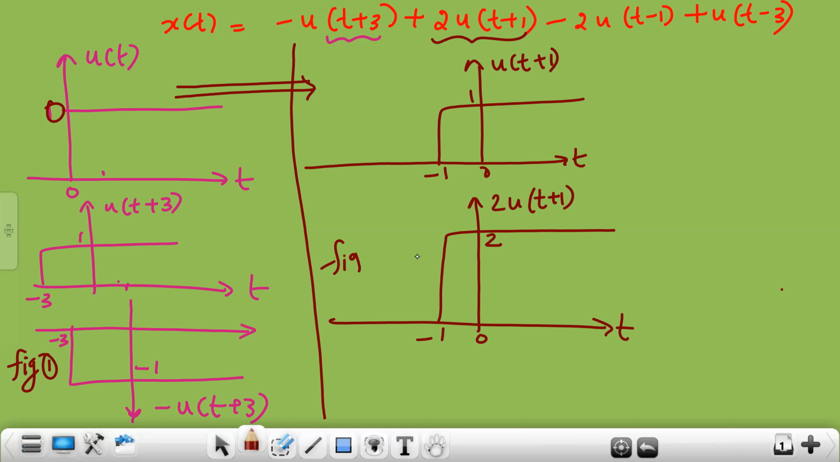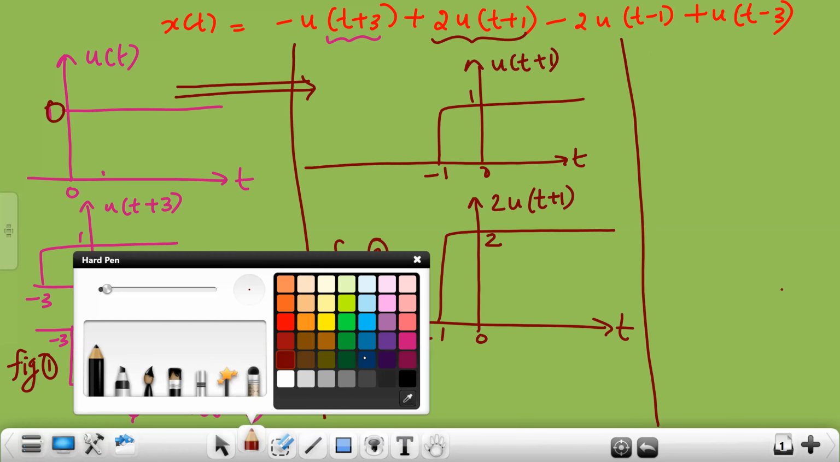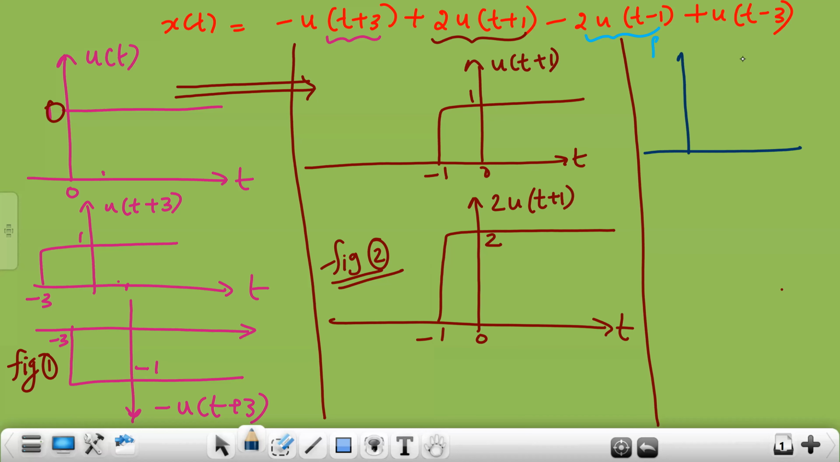Now we will draw the third equation. As you can see, in the third equation, you are having u of t minus 1. So how you are going to shift u of t minus 1? To the right. Yes, u of t minus 1 is nothing but the signal to be shifted to right side by 1 unit.